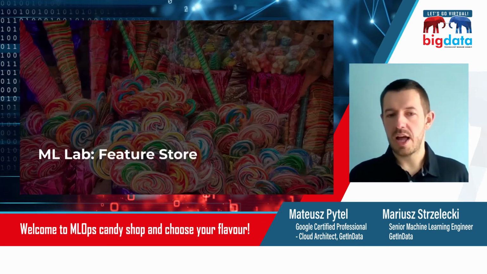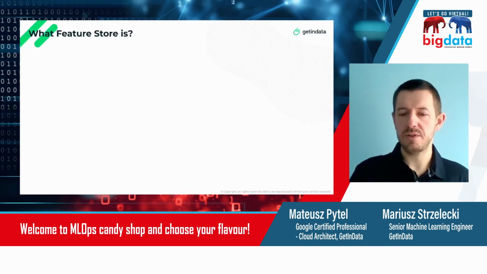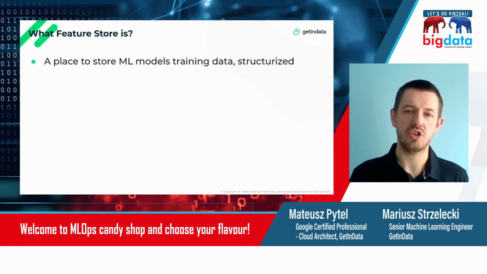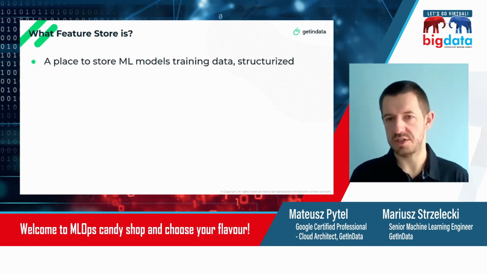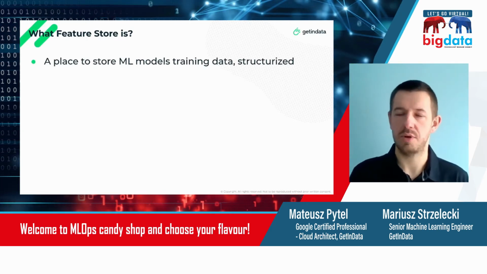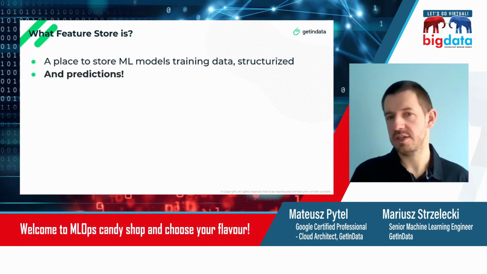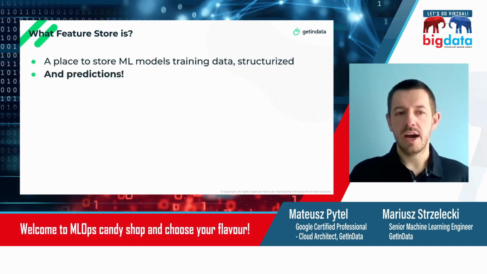So, MLlab and feature store. Well, what is a feature store? A feature store is a place to store ML models training data in a structured way, in the way that a lot of models can use them. And predictions. And why predictions? I will tell you in a second.